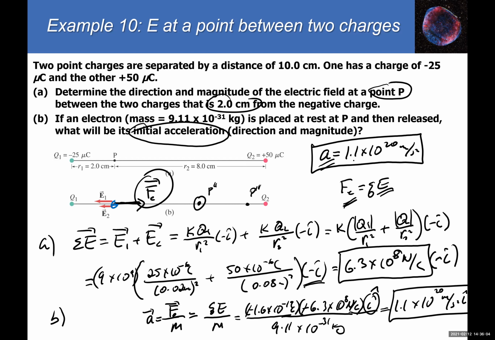Well, if the acceleration is not constant, that means we need to know some specific instant of time, right? What's the acceleration? That's why it says initial acceleration. The instant when the particle is right here at point P, because as it starts moving, the force on it changes, the acceleration changes, and we need to then calculate it again. All right.